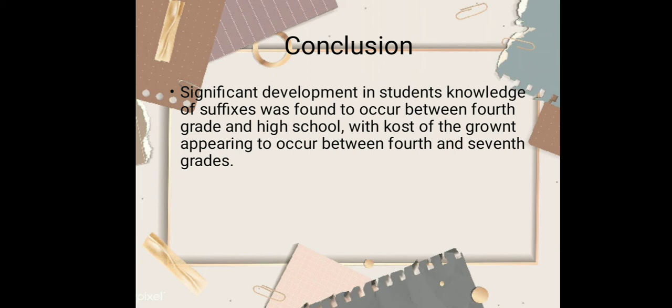Next, conclusion. The conclusion of the journal is that significant development in students' knowledge of suffixes was found to occur between 4th grade and high school, with the greatest growth appearing to occur between 4th and 7th grades. Even in high school, however, most students didn't do as well on derivative items as on stem items, indicating that knowledge of even common English suffixes wasn't complete.